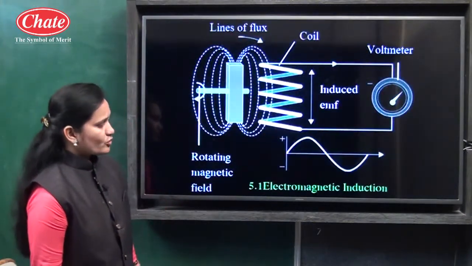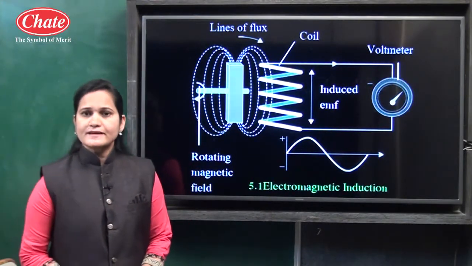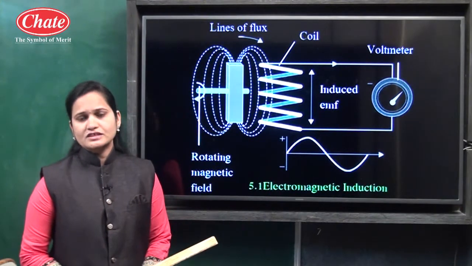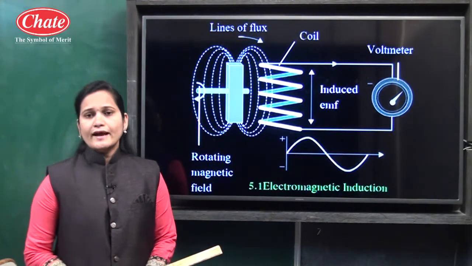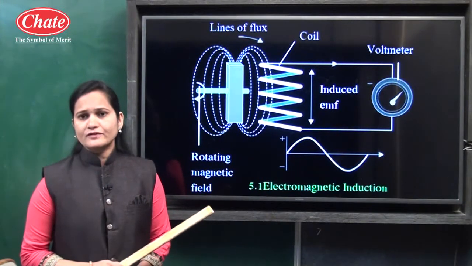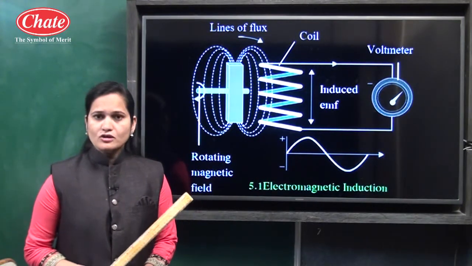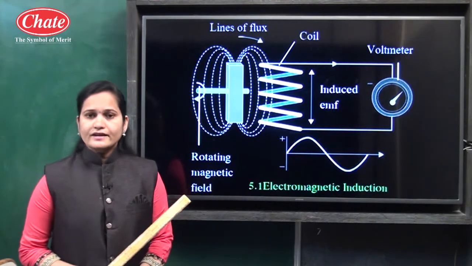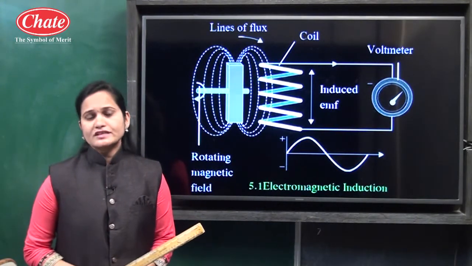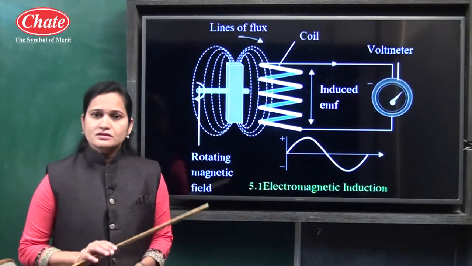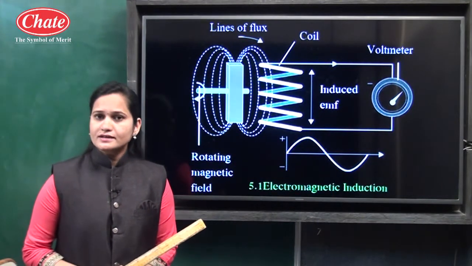Now let us see the next point about electromagnetic induction. Most of the electric power plants are based on electromagnetic induction, which was invented by Michael Faraday. Now what is the meaning of electromagnetic induction? According to this, whenever the magnetic field around a conductor changes, a potential difference is generated across the conductor and electrical energy is produced. The magnetic field around the conductor changes in two ways.